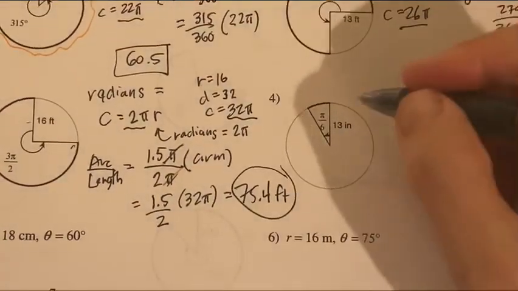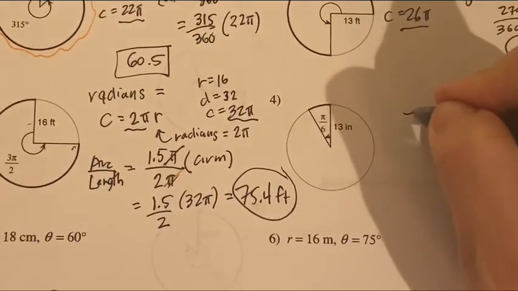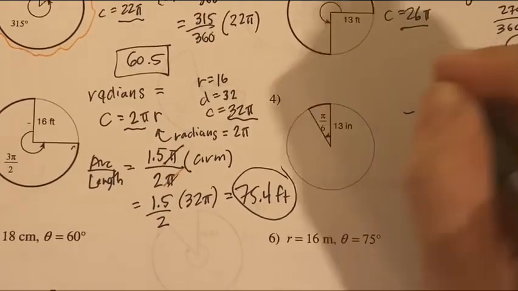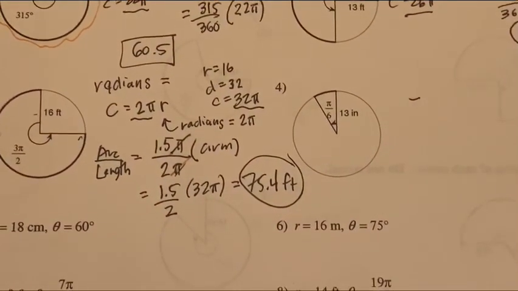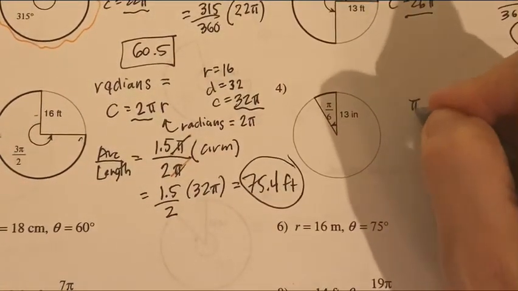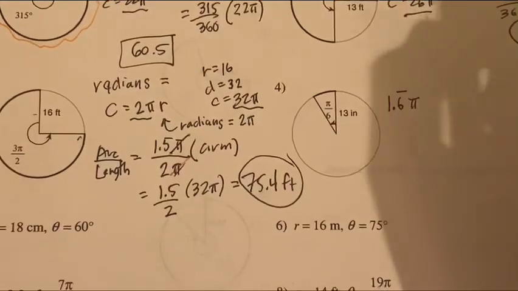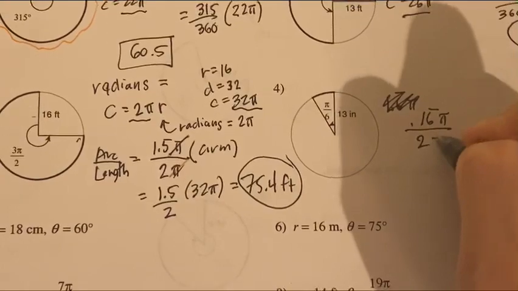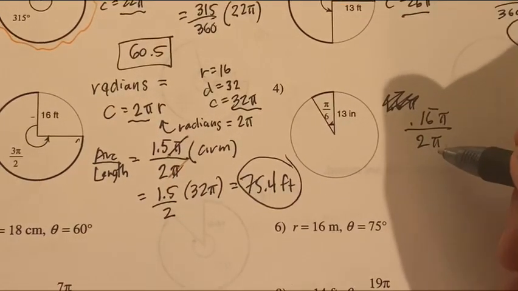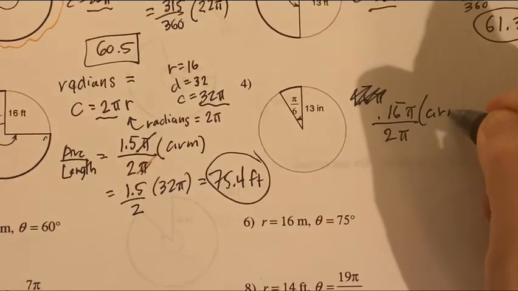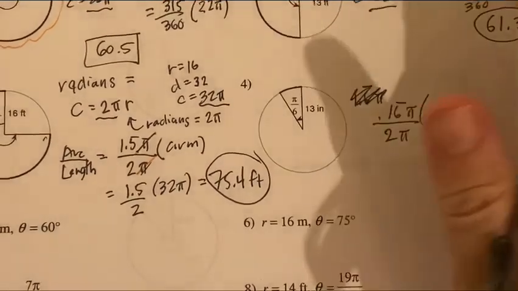All right, next one. They only want a little sliver, so they only want 1/6. So you can figure out what that is. 1 divided by 6 is 0.16 repeating, oh, got that wrong, 0.16 repeating pi over 2 pi. So if all the way around is 2 pi, they only want 0.16 repeating pi's. And then we need to multiply by our circumference.